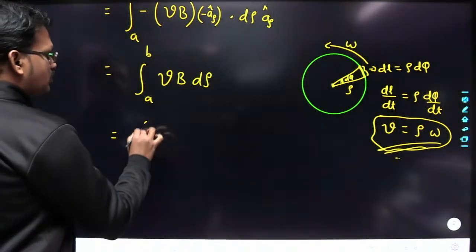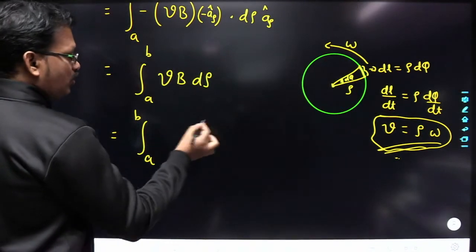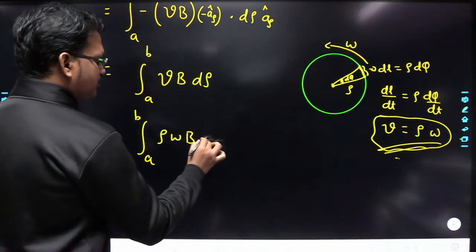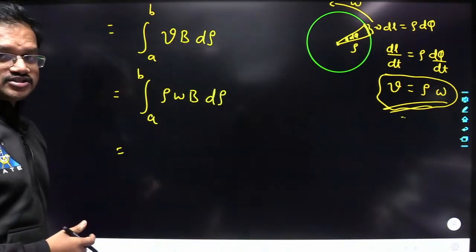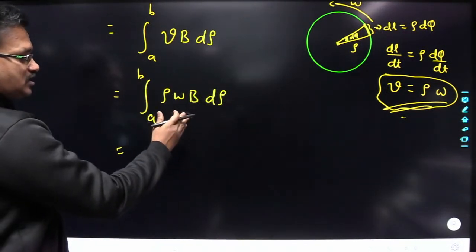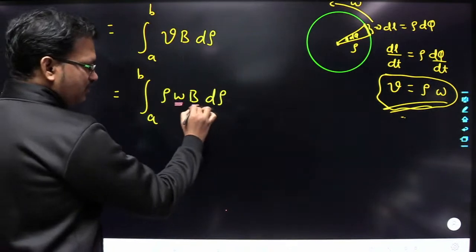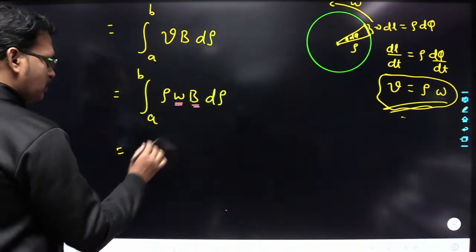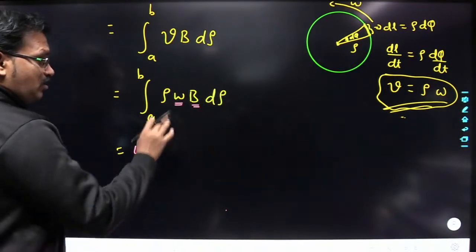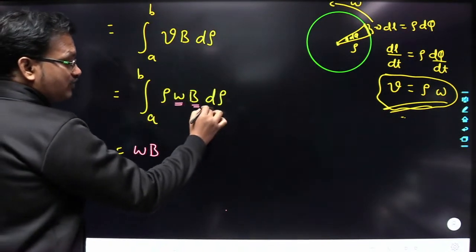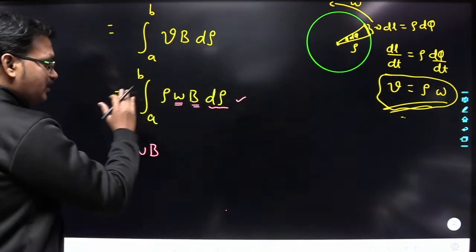So if you do this, what are you going to get? Integral A to B, V is equal to rho into omega into B into d rho. Now if you observe here, what are the constants, the integration constants? You can take all the constants outside the integration. Omega is constant, and B field is also constant. Omega and B are independent of this integration variable, so you can take them out of the integration.